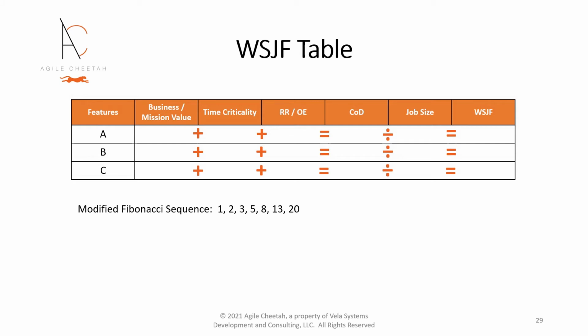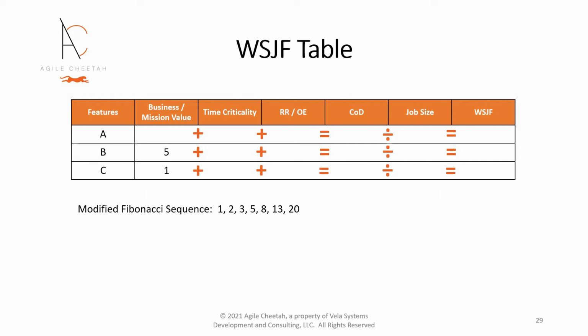I'll now go over the rules for populating the table through an example. We have three features, A through C, that we want to order according to the 5 ordering factors discussed in this video. We use a modified Fibonacci sequence as the scale by which we estimate the sizes of all 4 features relative to each other. The WSJF table includes 4 of the 5 ordering factors: business mission value, time criticality, risk reduction opportunity enablement, and cost or size. The technical dependencies factor will be accounted for after computing the WSJF value.